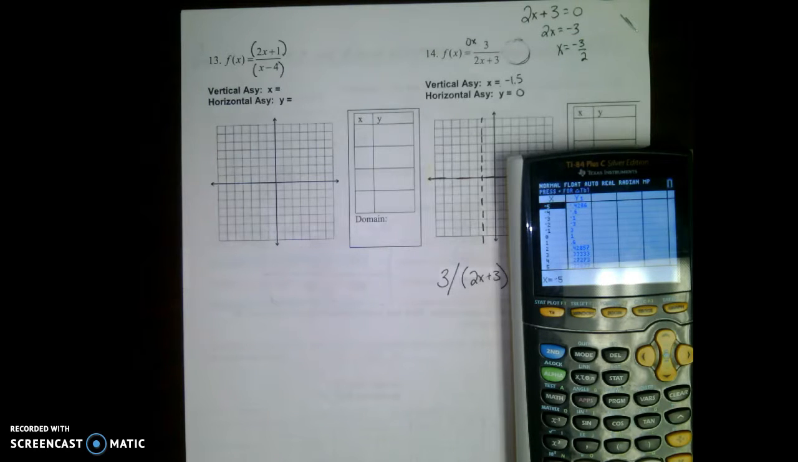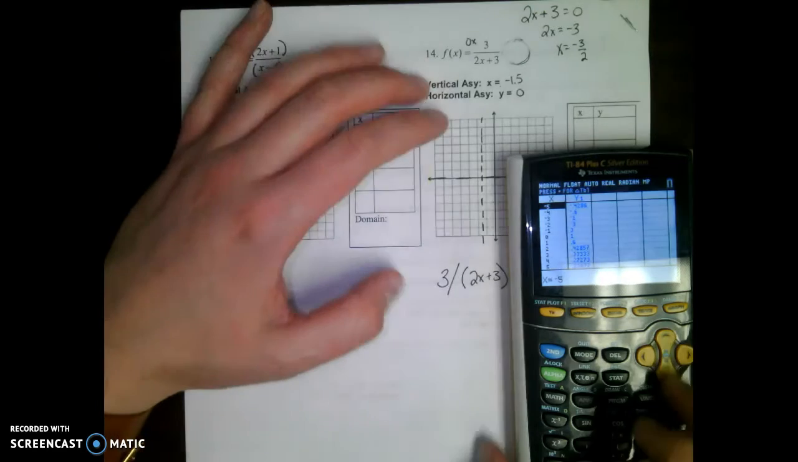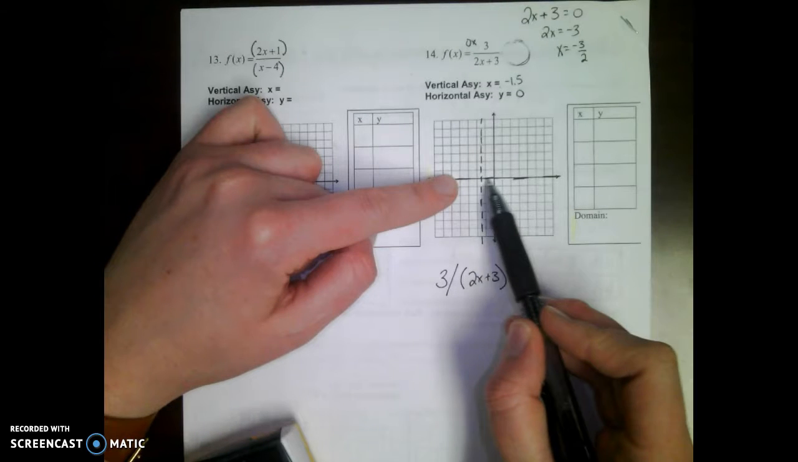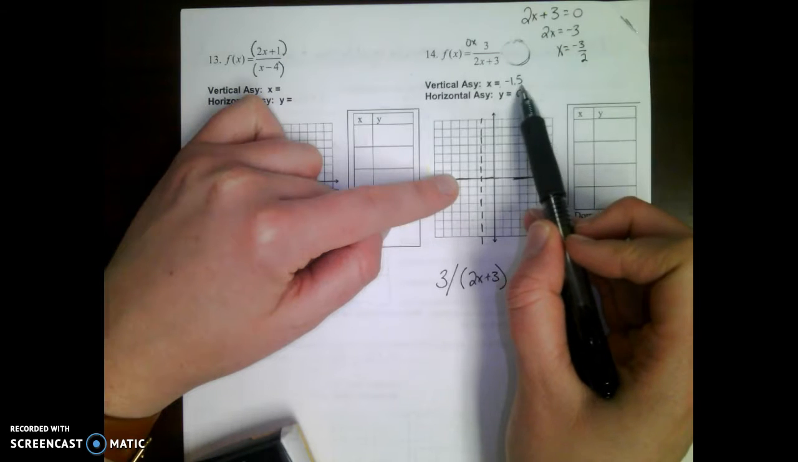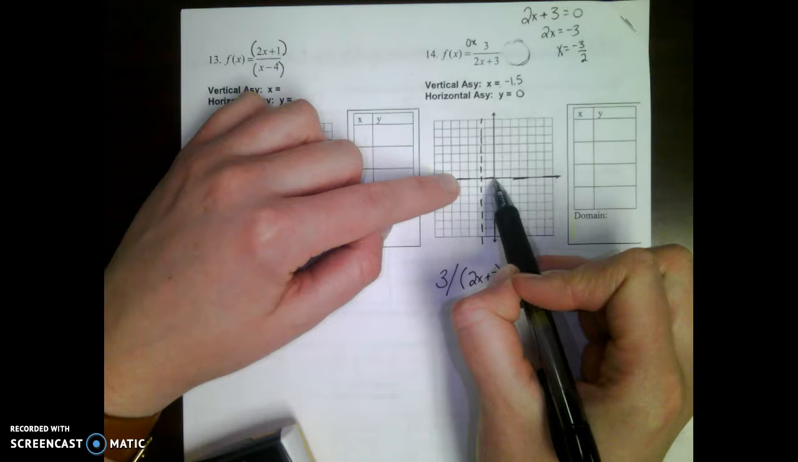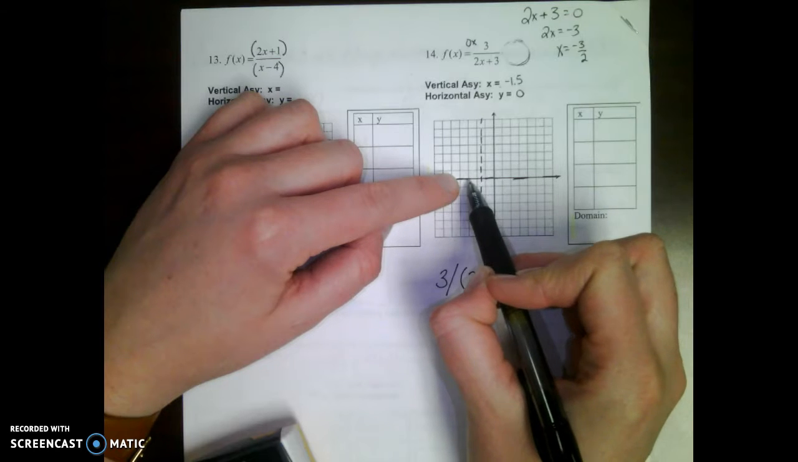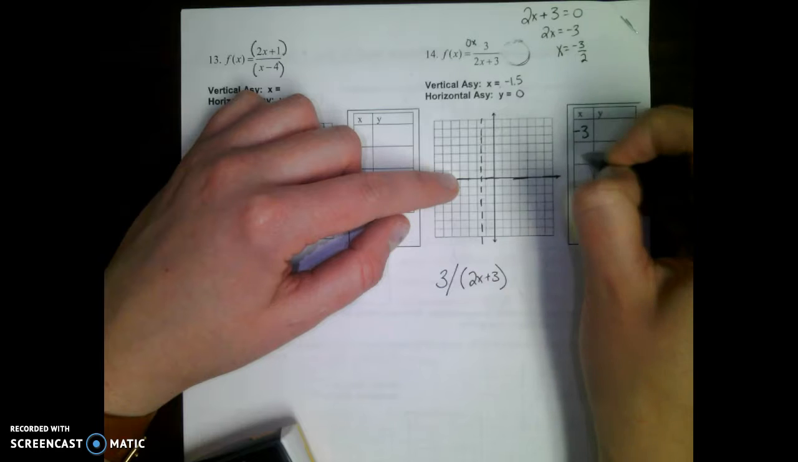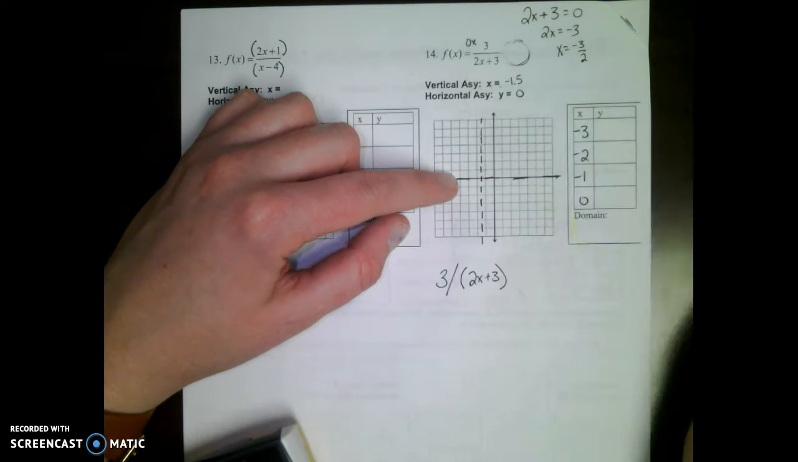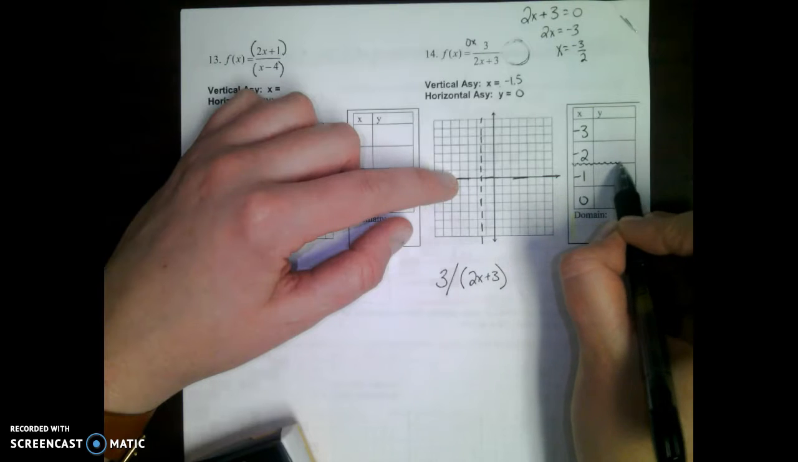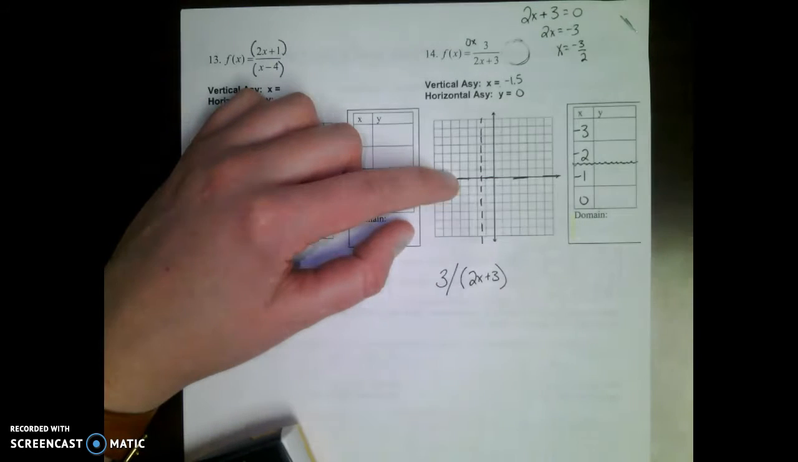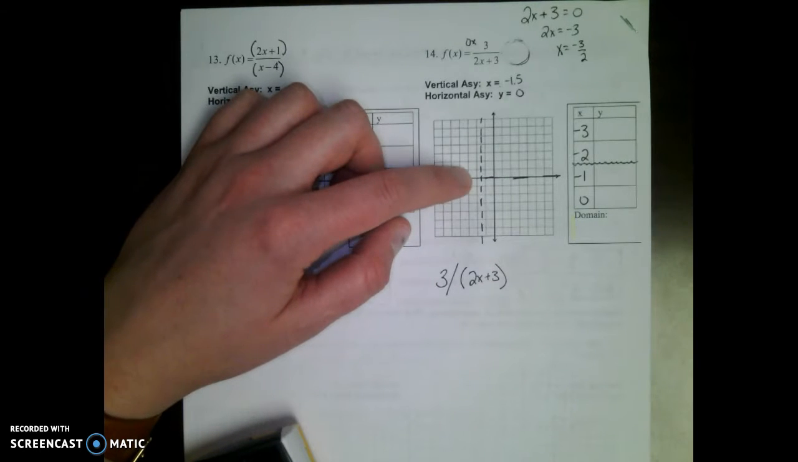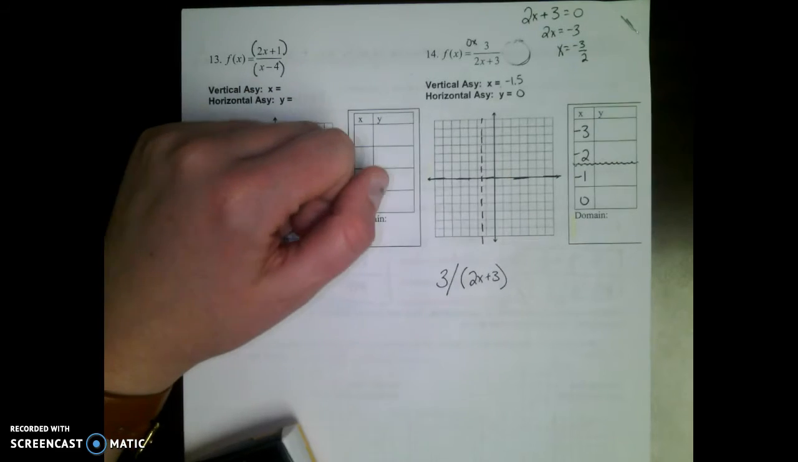On the table, the challenging thing is, which points do you use? You want to focus on the x values that are around the vertical asymptote. So we know we can't use negative 1.5, but we can use 0, negative 1, negative 2, and negative 3. So I'm going to do negative 3, negative 2, negative 1, and 0. It's kind of like my asymptote is that number in the middle. That negative 1.5 would be right there in the middle of all of those. So 2 points to the left of the vertical asymptote and 2 points to the right of the vertical asymptote.